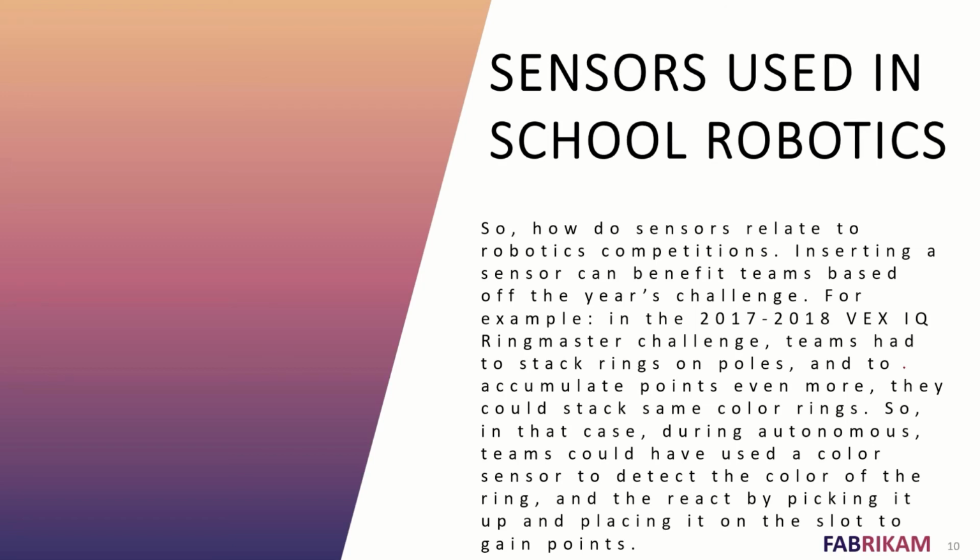So let's talk about sensors used in school robotics. How do sensors relate to those robotics competitions that you see all the time? Inserting a sensor can actually benefit teams based off the year's challenge. For example, in the 2017-2018 VEX IQ Ringmaster Challenge, teams had to stack rings on poles, and to accumulate even more points, they had to stack same color rings. In that case, during autonomous, teams could have used a color sensor to detect the color of the ring, and then react by picking it up and placing it on the slot to gain points.